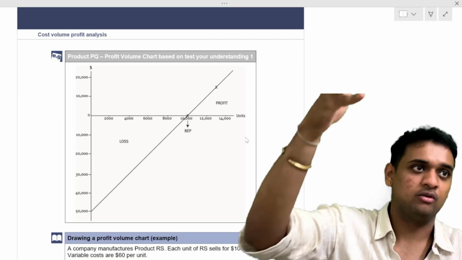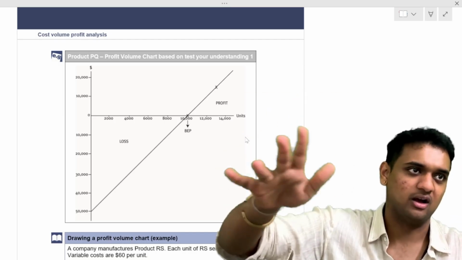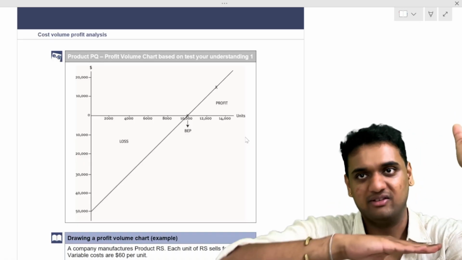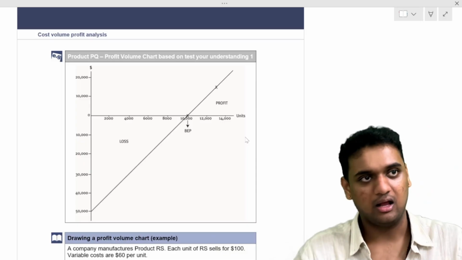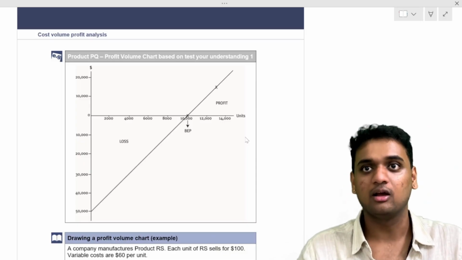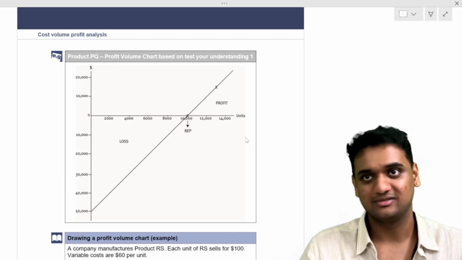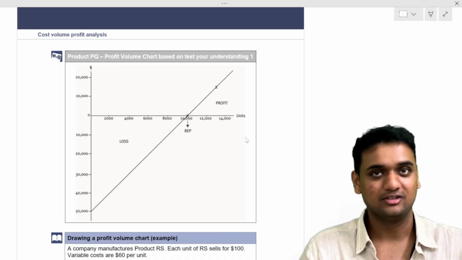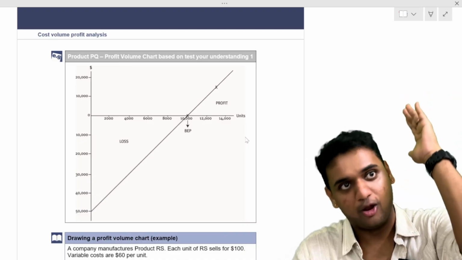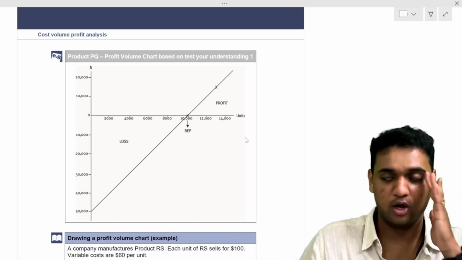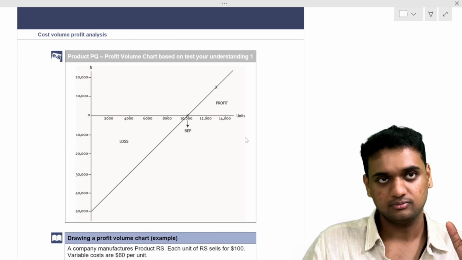There we saw the entire amount. We saw sales, total cost, everything. But here we will not see everything. We will see only profit and volume, that is units. Here we will see both profit and loss. Your y-axis will be both profit and loss, and your x-axis will be the number of units, the volume. Listen to me.